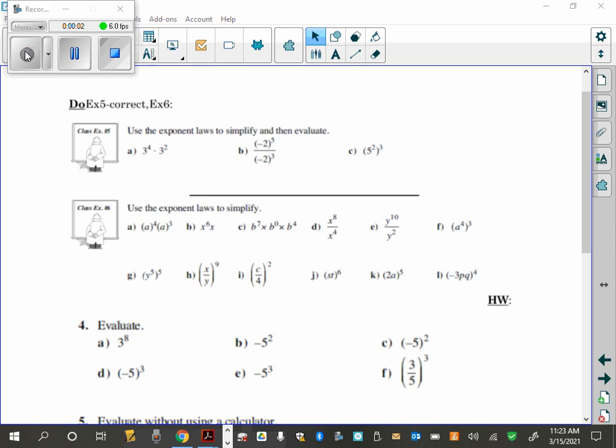Okay, it's just a quick 5 minutes on grade 7 exponent laws and when to multiply, add, and divide exponents. You never subtract exponents.